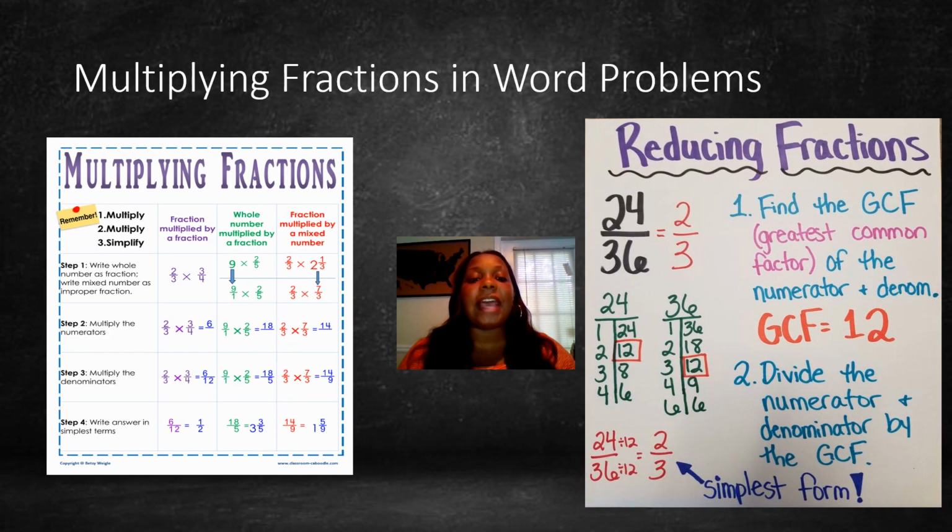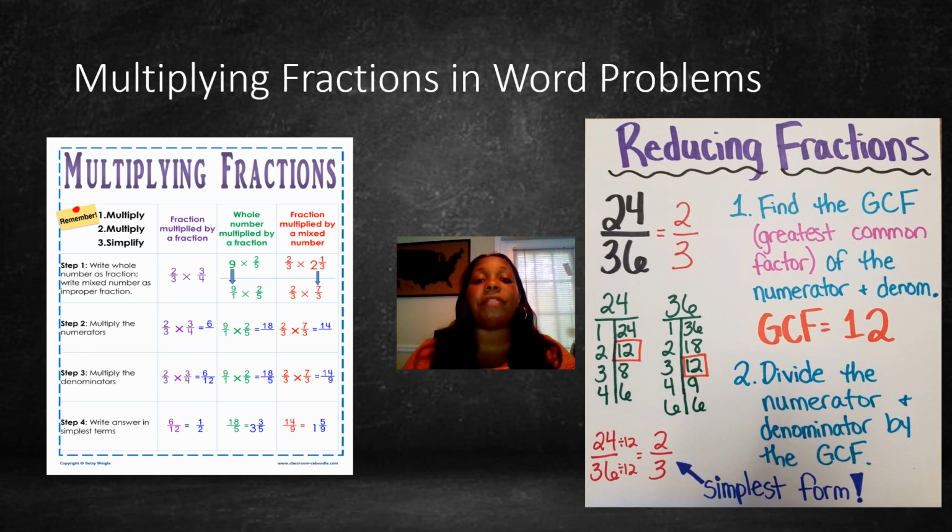Okay guys, well that's the end of multiplying fractions in word problems. 2 things I want you to remember. So first you're going to multiply, and then simplify. Multiply the numerators together, multiply the denominators together, and then simplify the answer if needed. With mixed numbers, you're going to convert the mixed number to an improper fraction, and then you're going to multiply the numerators, multiply the denominators, and when you get your answer, convert back into a mixed number.